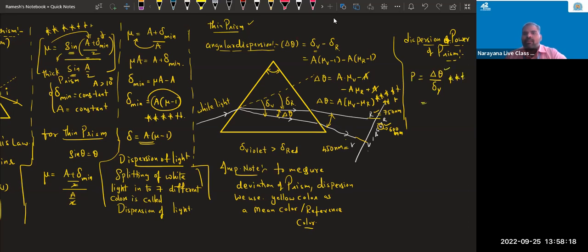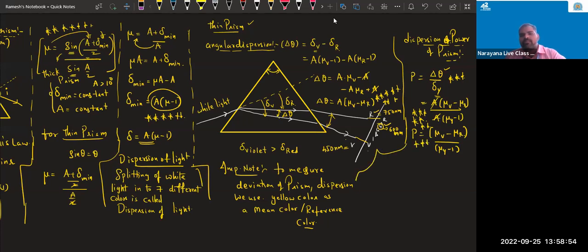What is the angular dispersion between the two colors? Tell me. A into mu v minus mu r. What is the angle of deviation of the yellow color? A into mu y minus 1. Very good. A cancels out. So what is the dispersive power equal to? Mu v minus mu r divided by mu y minus 1. This is the dispersive power. This also, kindly remember at your fingertips.